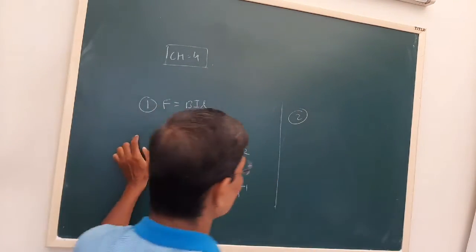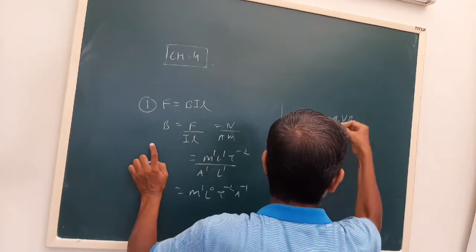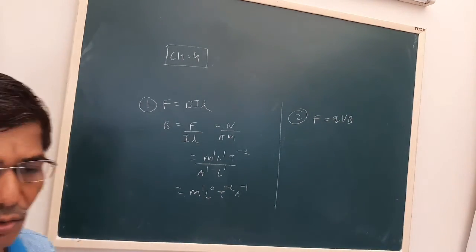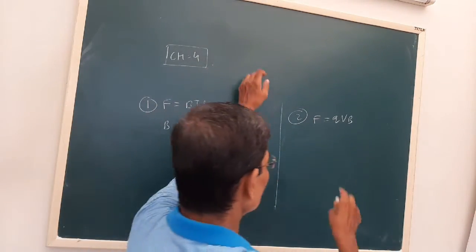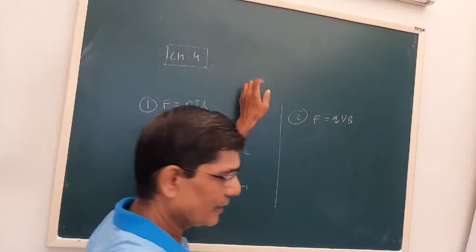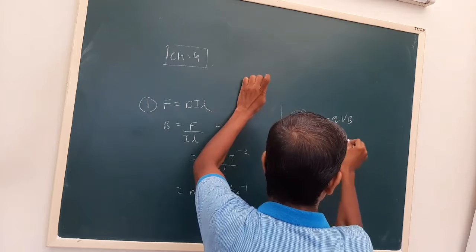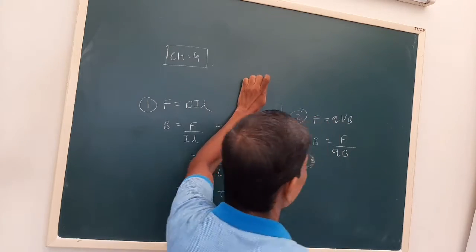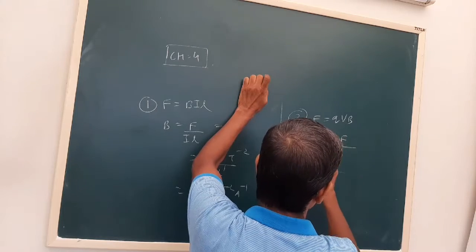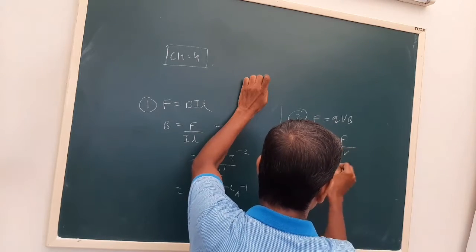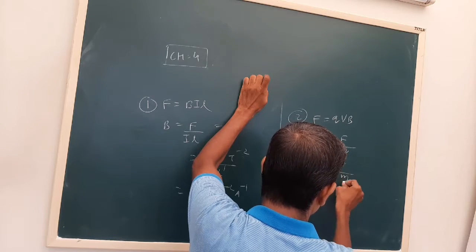Later on we will study the force acting on a charge moving in a magnetic field. Right now I write only the magnitude part, so that will be easy for us. F is equal to QV, that we are going to prove in the subsequent topics. Force is in Newton, B is F upon QV, charge is in Coulomb, and velocity in meter per second.